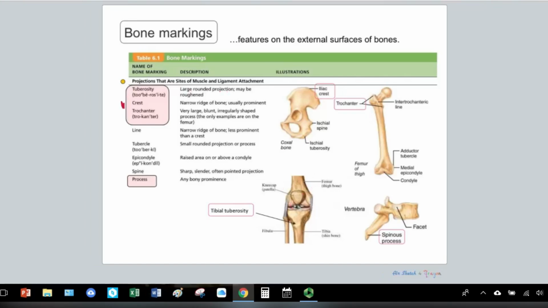Okay, then we have a crest. A crest is a narrow ridge of bone. A good example of this is on your hip bone, your iliac crest, and you can palpate this. Actually, you can palpate that as well. And another one is a trochanter. These are very large, blunt, irregularly shaped processes. And the only place that we find these is in the femur, where we have the greater trochanter and the lesser trochanter here. And again, these are sites of muscle and ligament attachment. And then lastly, we have a process, and this is a vertebra, and this is the spinous process right there. Again, muscles and ligaments are going to attach to it. That's why it's there.